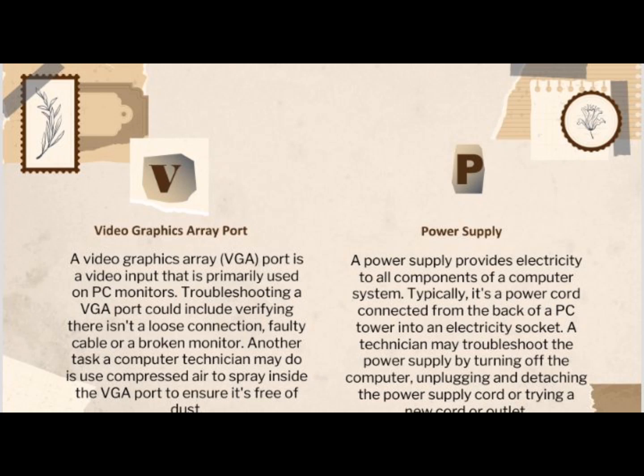Power supply. A power supply provides electricity to all components of a computer system. Typically, it's a power cord connected from the back of a PC tower into an electricity socket. A technician may troubleshoot the power supply by turning off the computer, unplugging and detaching the power supply cord, or trying a new cord or outlet.